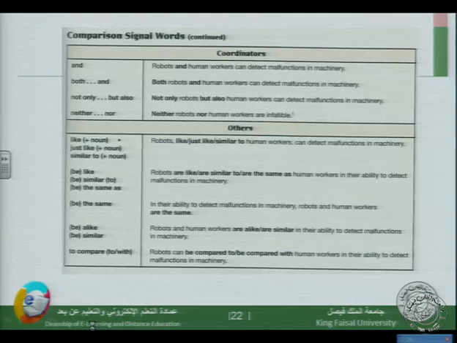أيضا هنا بعض comparison words مثل and, both, not only but also, neither nor. Neither robots nor human workers are infallible. The coordinators, their function is to balance the sentence. لاحظوا هذه noun هنا noun. اقرأوا هذه الجملة. Not only robots but also human workers can detect malfunctions in machinery. كيف عملت balance؟ هنا noun وهنا noun.